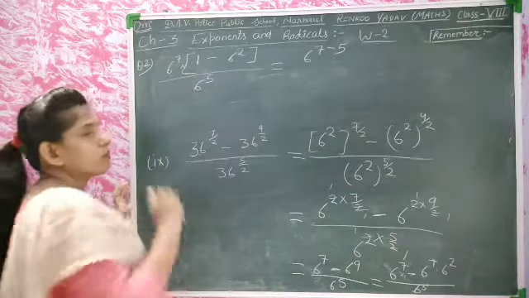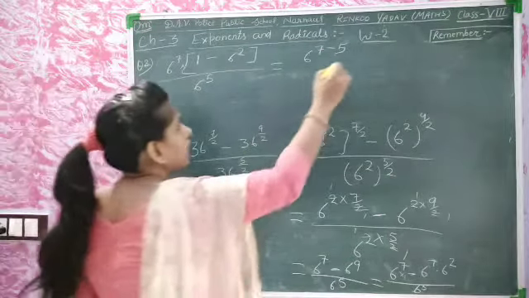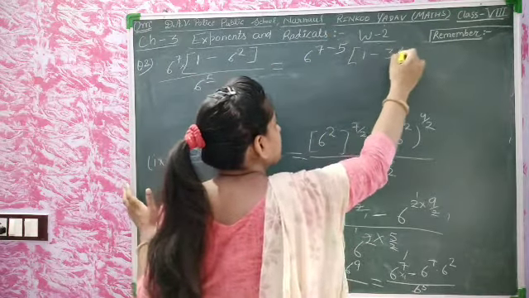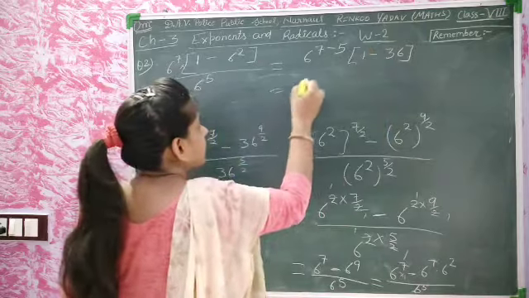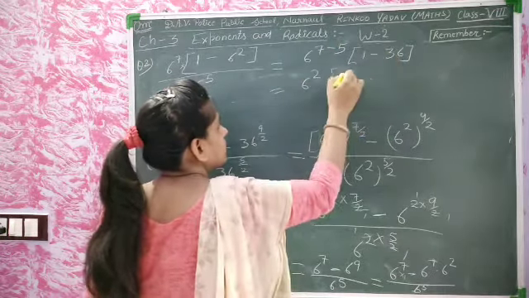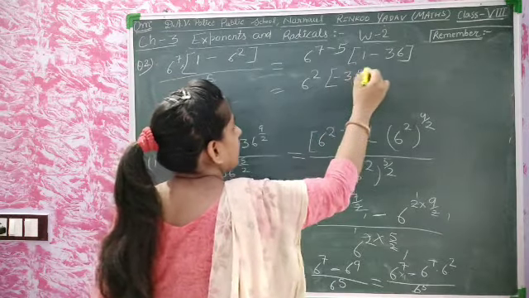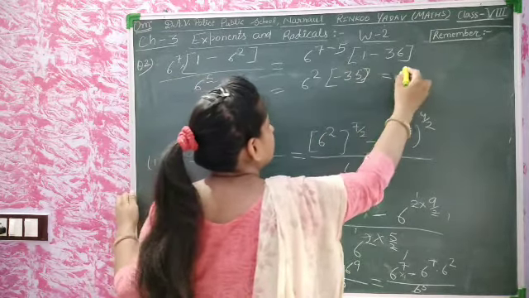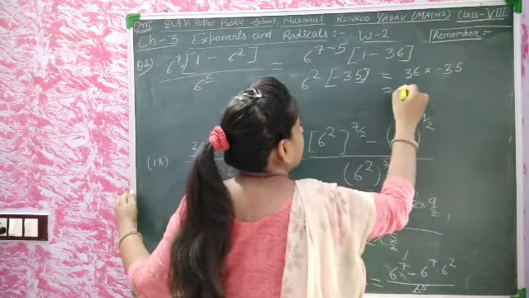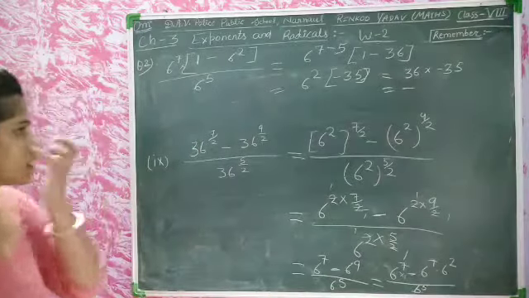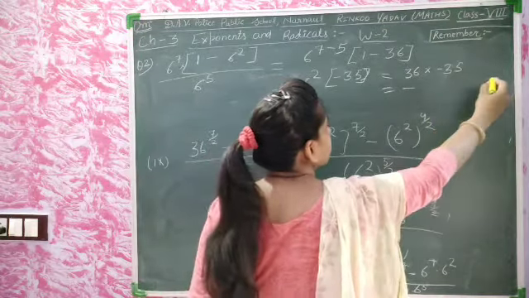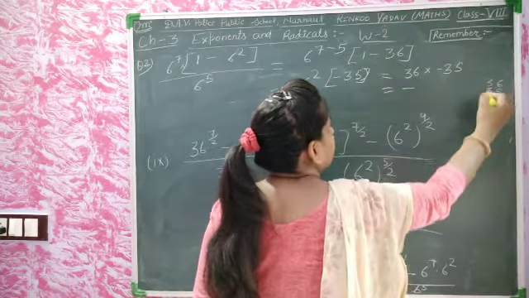Its reciprocal goes to this. Yes? And 1 minus 6 to the power 2 is what? Square of 6 is 36. And we will get 6 to the power 7 minus 5, that is 2. And 1 minus 36 is minus 35. And we will get 6 to the power 2, 36 into minus 35. And we are taking the answer, we are multiplying both the numbers.